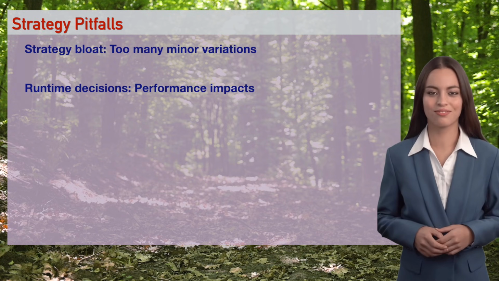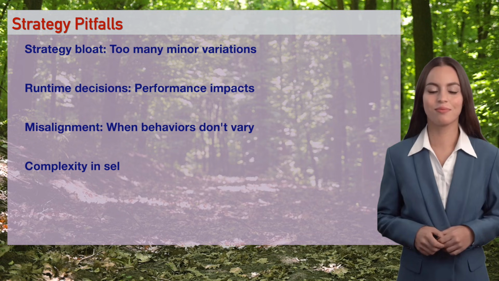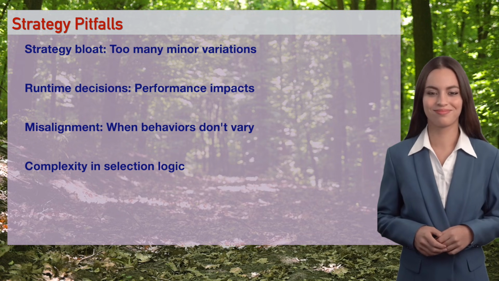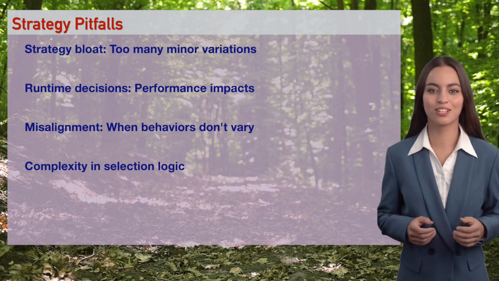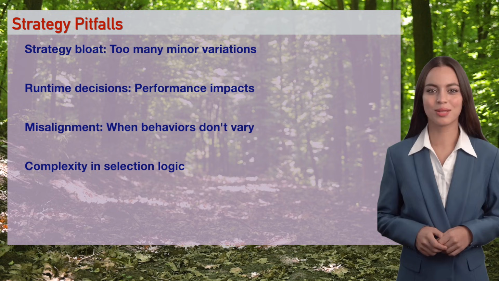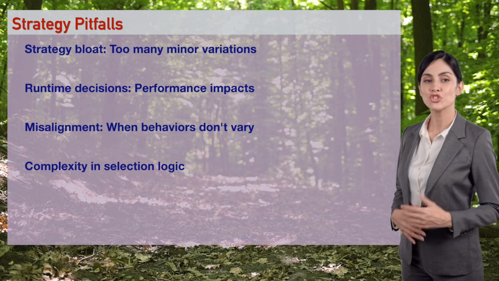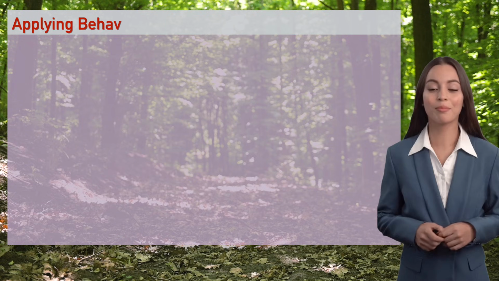Pitfalls: strategy bloat from creating too many classes for minor algorithm tweaks. Consolidate where possible. Runtime decisions on strategies might impact performance in tight loops. Avoid when behaviors don't truly vary, as it adds unneeded abstraction. Complex selection logic for choosing strategies can become a maintenance issue itself. Judicious application is essential.